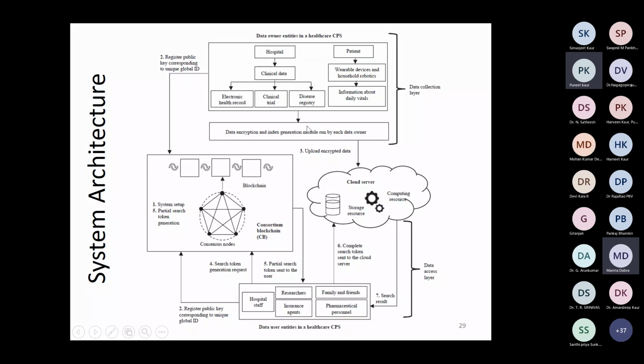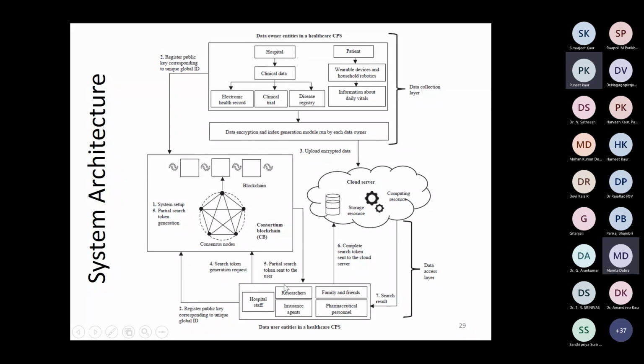And in the fourth step, to get the required data from the cloud server, the data user will send a search token request to the consortium blockchain. So it will not generate the search token by itself. It will generate the request and send its credential, the attributes associated with that particular user. The data user will send those attributes in the search token generation request, and using those, the blockchain will generate a partial search token, which will then be sent to the data user.